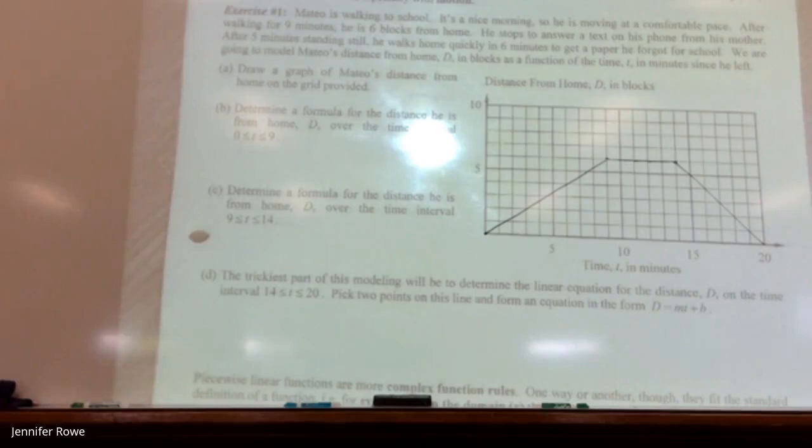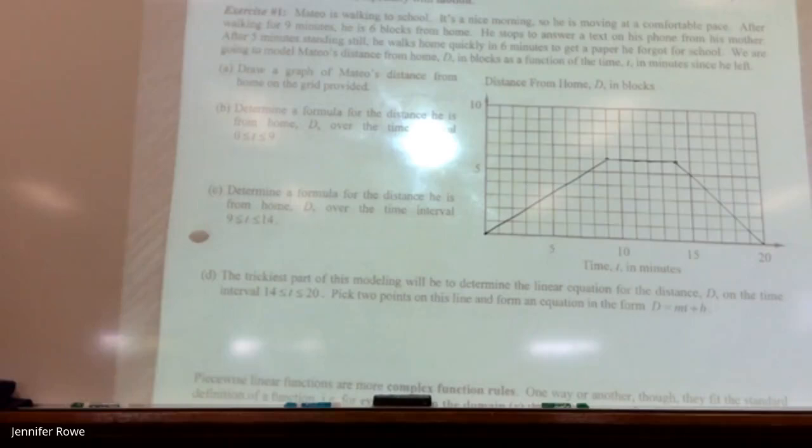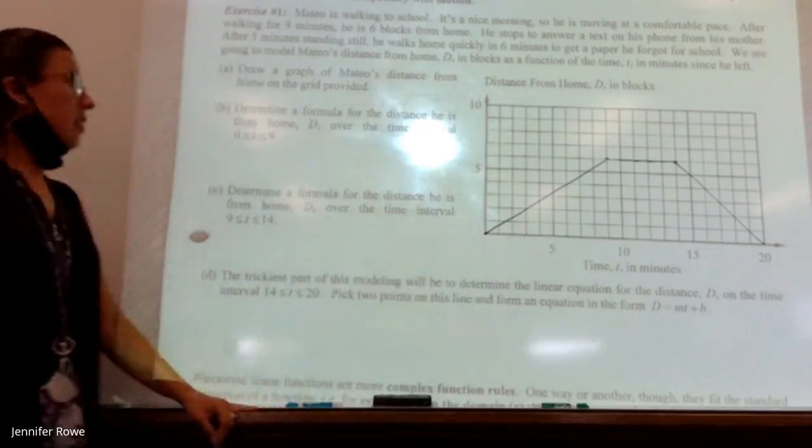What kind of a function is this? Linear. It's linear. So what does that mean? It means y equals mx plus b. You know your y-intercept. What's your y-intercept? Zero. He starts at home. How do you find your slope?